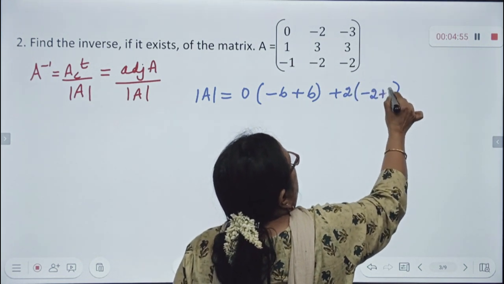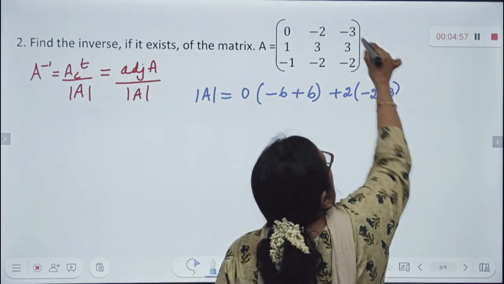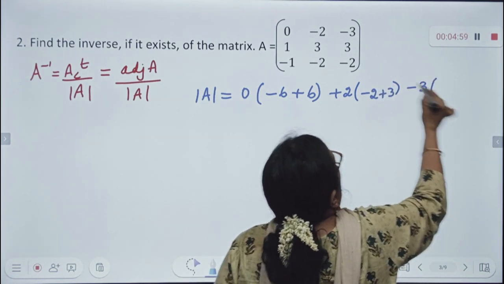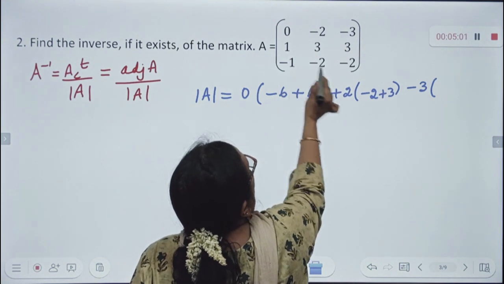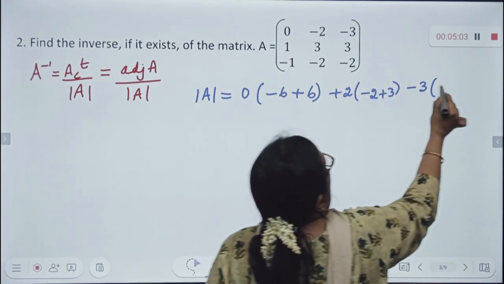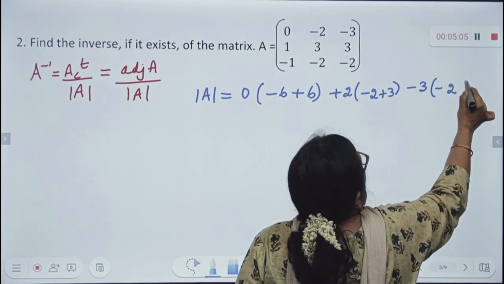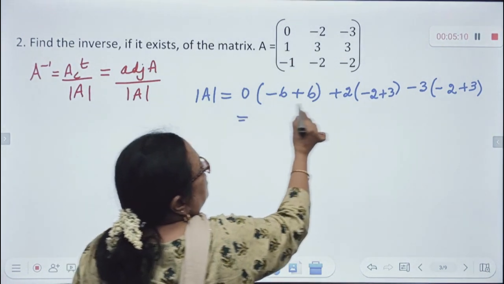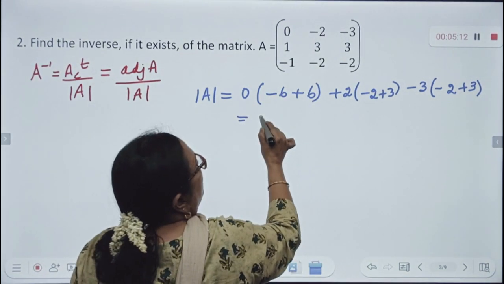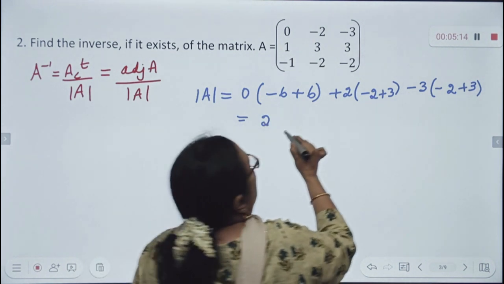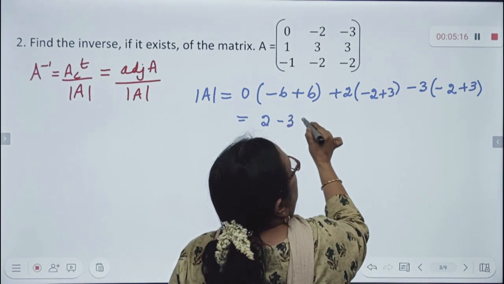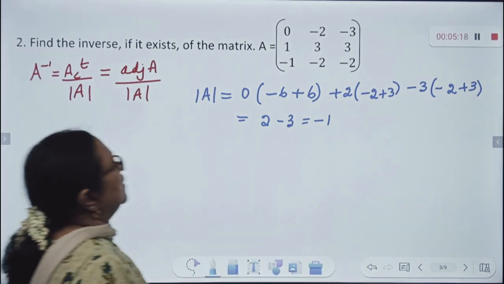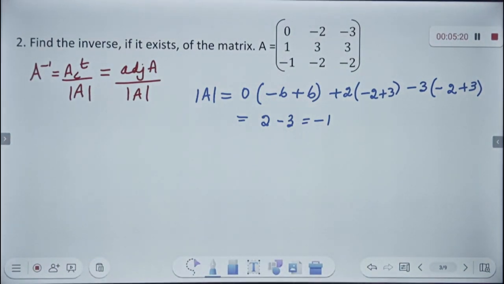plus 3. Then minus 3 into, leave out that column, leave out that row. 1 into minus 2 plus 3. So this becomes, this is 0. 3 minus 2 is 1. 1 into 2, 2. Minus 3, which is minus 1. So determinant of A is minus 1.